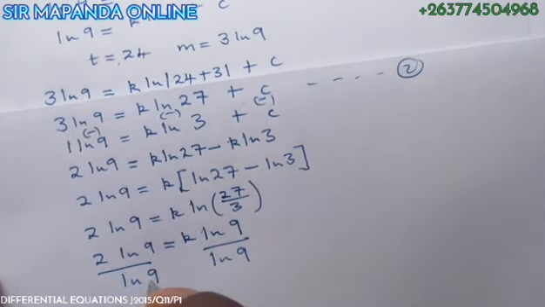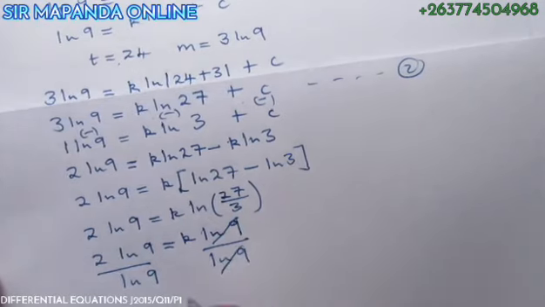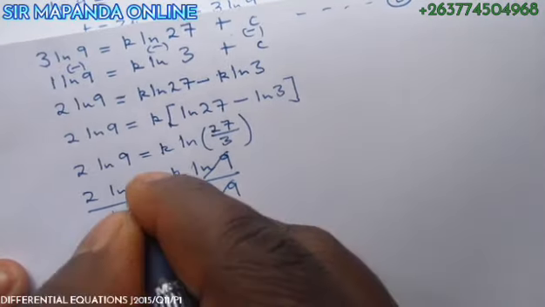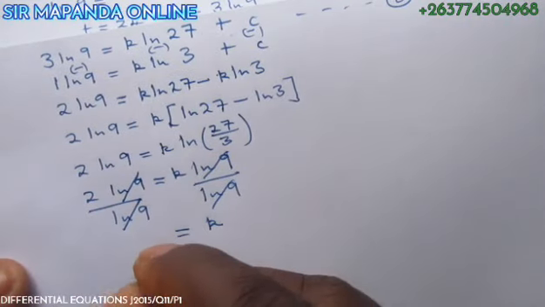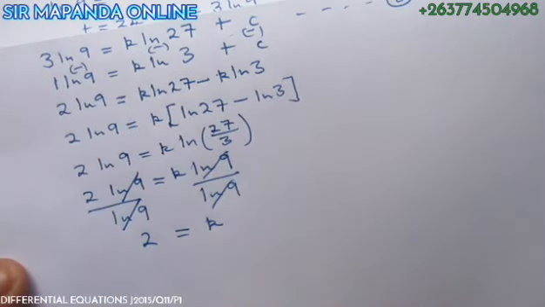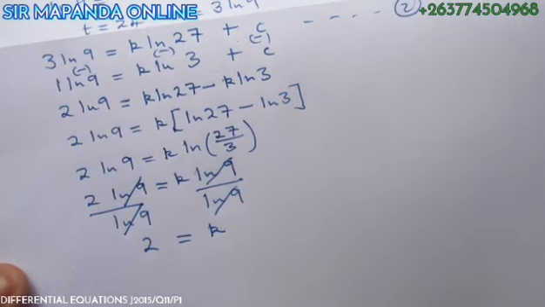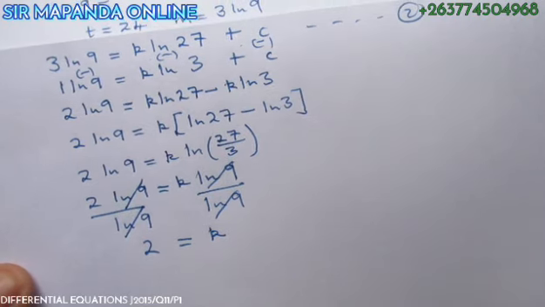ln 9 and ln 9 cancel each other off, leaving you with k on the right side. ln 9 and ln 9 also cancel each other off, leaving you with 2. So k is equal to 2. We want to substitute k equals 2 in our general solution.